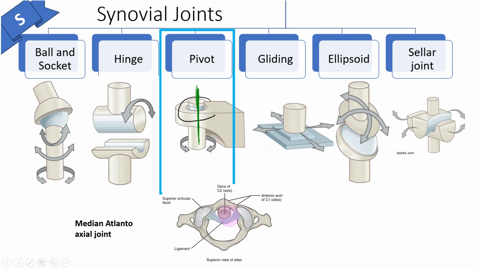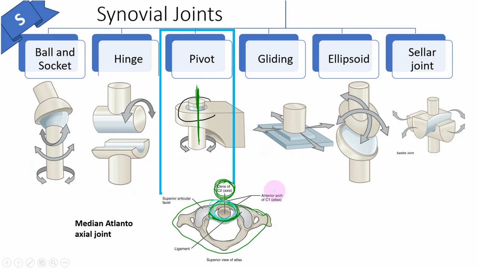So the classic example is the median atlantoaxial joint. This is the atlas bone. What you are seeing here is the atlas bone, and what you are seeing here is the dens of the axis. Okay, so you can see that this ligament is called the transverse ligament of the atlas. The transverse ligament of the atlas and the anterior arch of the atlas together form a ring, and in that ring you can see that the dens of the axis is going to rotate inside it, or this is going to rotate around it. So that kind of a movement is called the pivot joint.